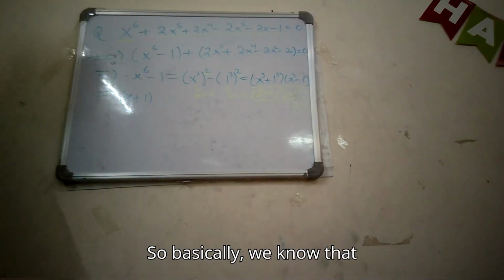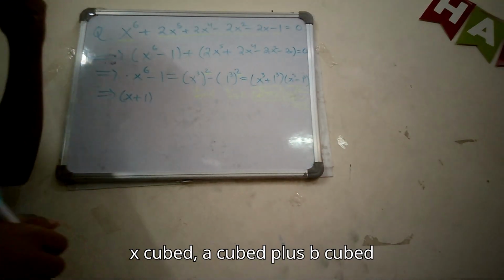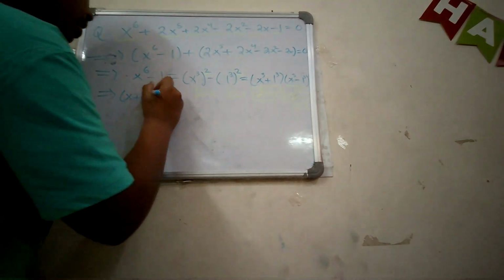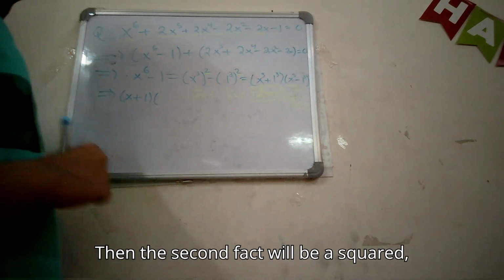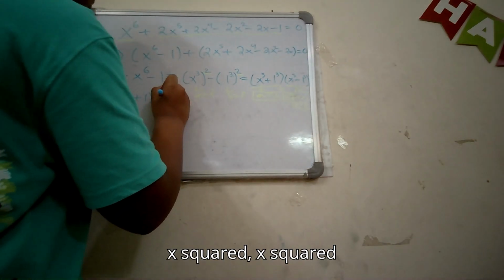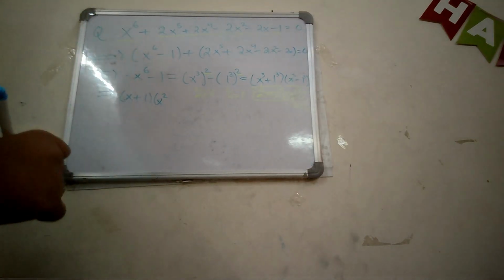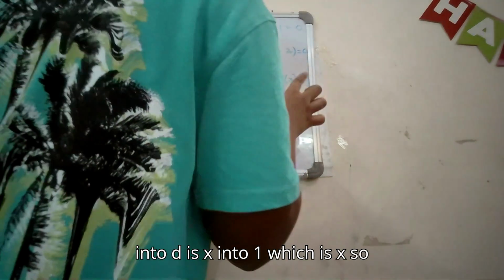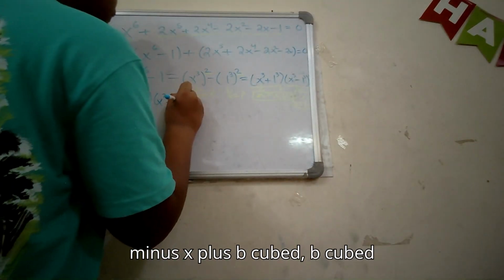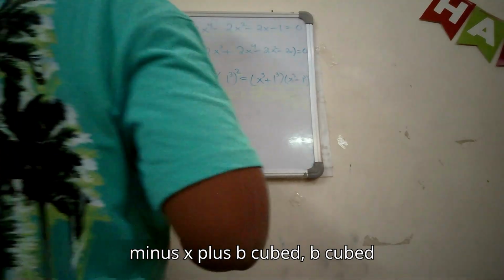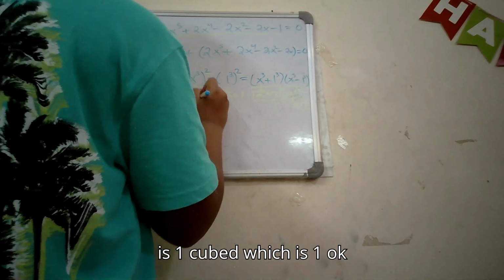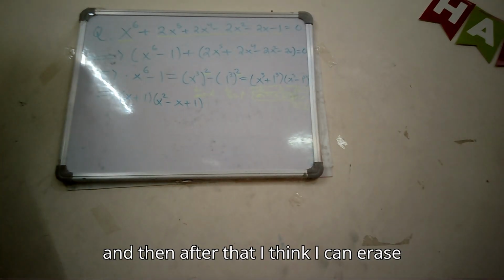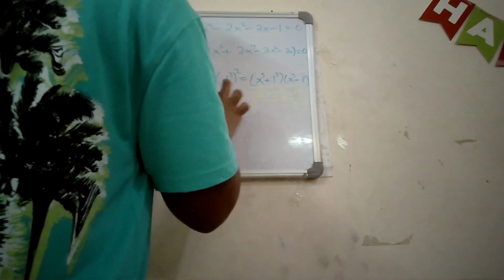Okay. So look, basically, we know that a cubed plus b cubed is a plus b first. A is x, b is 1. Then the second factor will be a squared, x squared, minus ab. A into b is x into 1, which is x. So minus x plus b cubed. B cubed is 1 cubed, which is 1. Okay, and then after that, I think I can erase this.